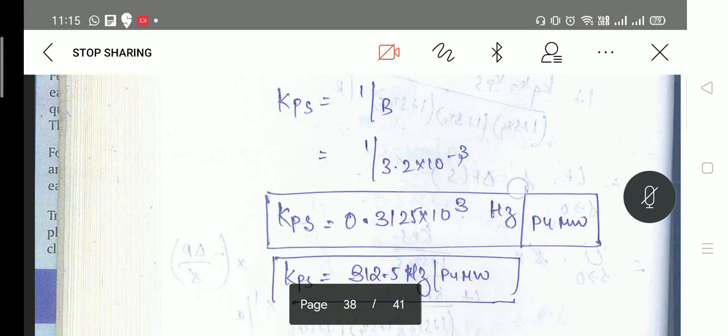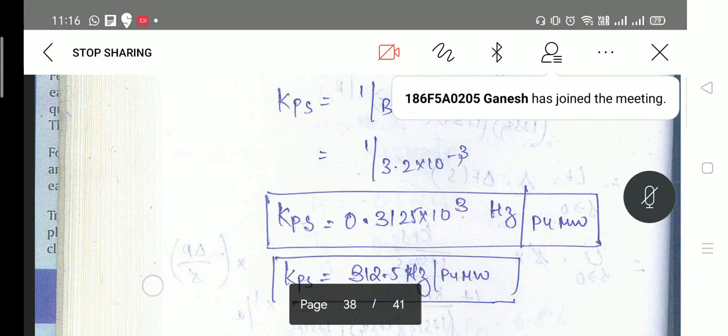Okay. Here Kps value is 1 by B. So 1 by Bn per unit is 0.3125 into 10 power 3 hertz per unit megawatts. From this I am taking the 10 power 3 and multiplying, so Kps is equal to 312.5 hertz per unit megawatts. Is it clear to all of you?